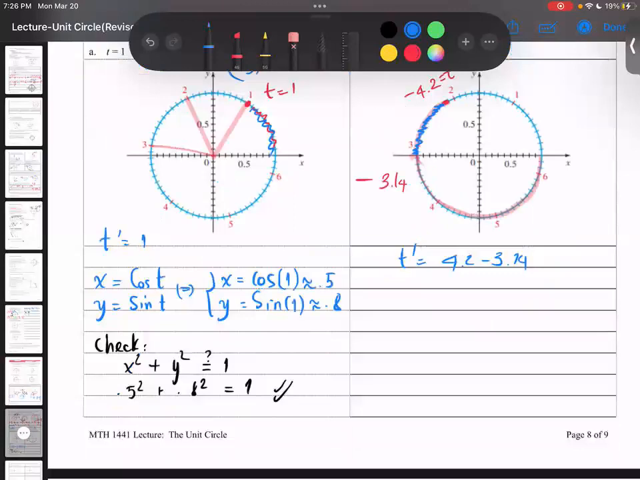And to find x and y, you do the same thing. X is cosine of negative 4.2. Y is sine of negative 4.2. 0.9.